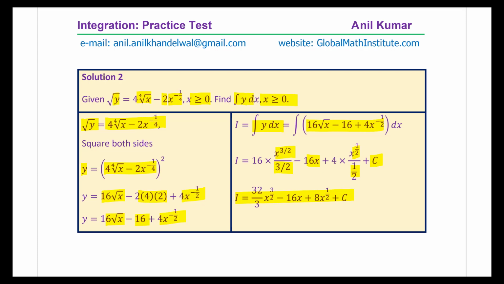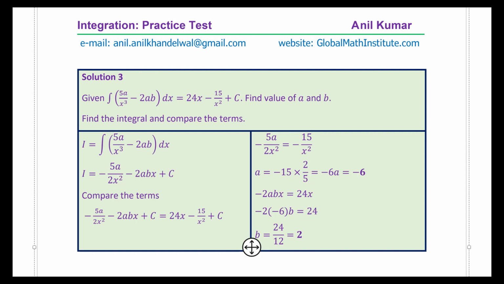Let's move on and take the next example. In this case, we are given the integral of a function which is 5a over x cubed minus 2ab dx is 24x minus 15 over x squared plus c. We need to find the value of a and b. So that means you first find the integral itself. So let's find what this integral is.